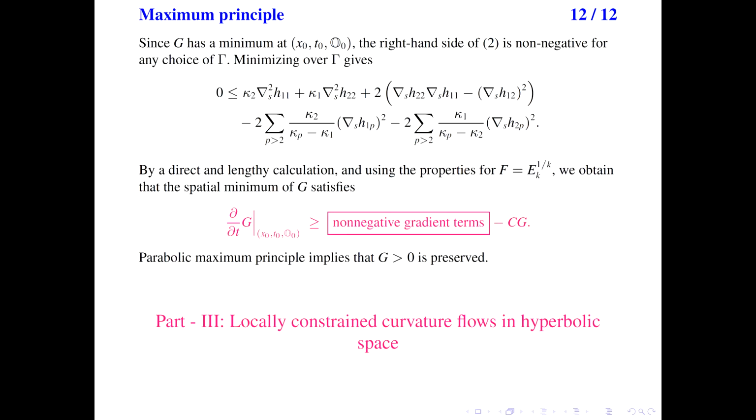Here we can only prove this property for k greater than 0 and l equal to 0. For l greater than 0, we may not be able to prove this property. Now this is the end of part 2. In the next part, we will discuss the locally constrained curvature flow in hyperbolic space that was introduced by Brendle, Guan and Li recently.